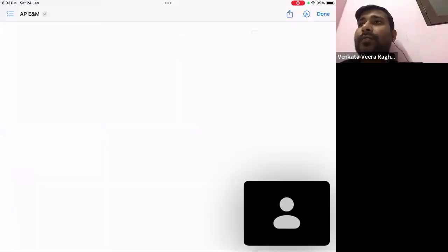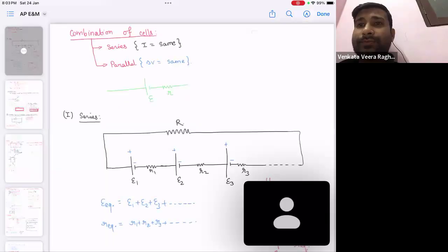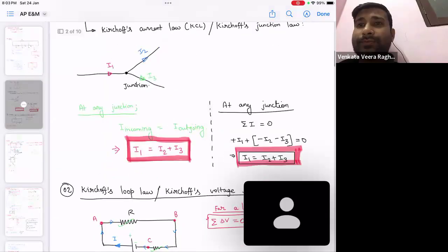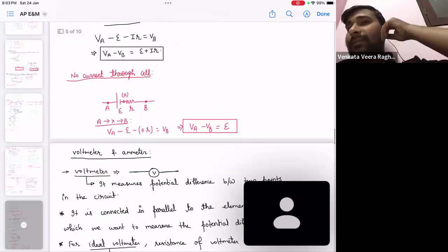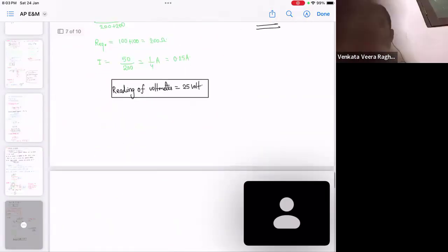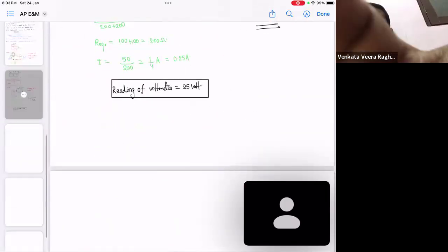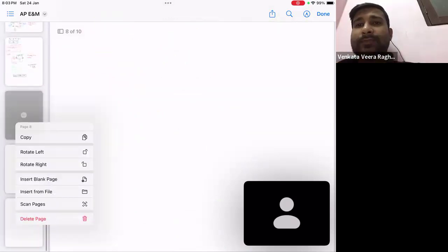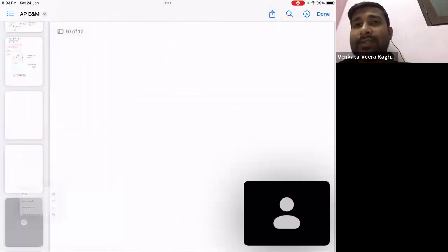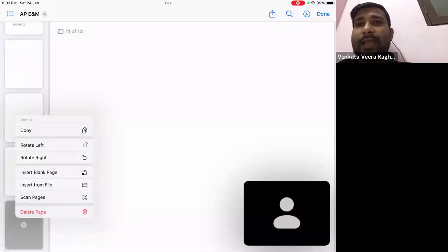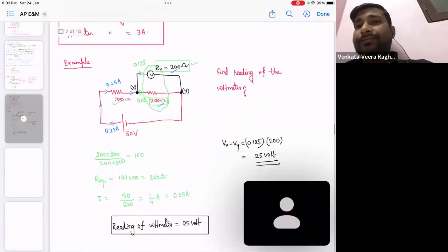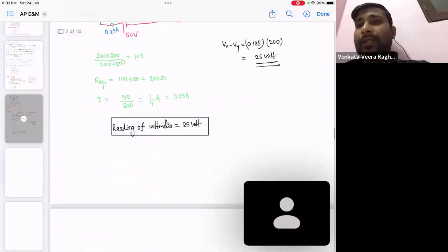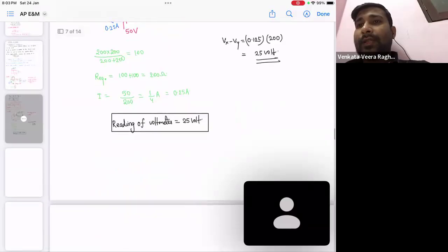So here in current electricity, what we discussed till now: series and parallel combination of cells, using Kirchhoff's law to solve a circuit, and the use of ammeter and voltmeter. When we connected the ammeter and voltmeter, we learned that the voltmeter is connected in parallel to the circuit element, and the ammeter is connected in series to the circuit. This is what we have discussed till now.